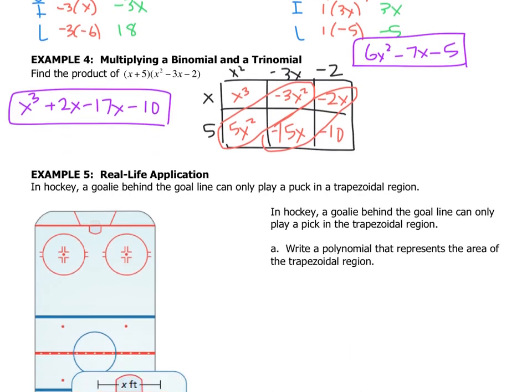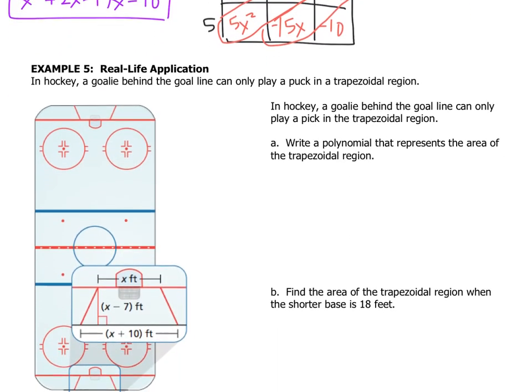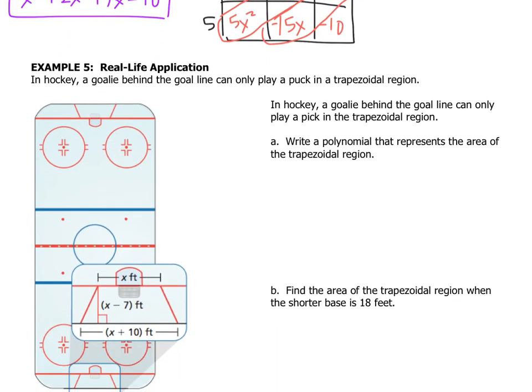All right, last example. In hockey, a goalie behind the goal line can only play a puck in a trapezoidal region. Write a polynomial that represents the area of the trapezoidal region. So you have to remember the area formula for a trapezoid. It's 1/2 times height times the sum of the bases, b1 plus b2. And the bases are the two parallel sides.